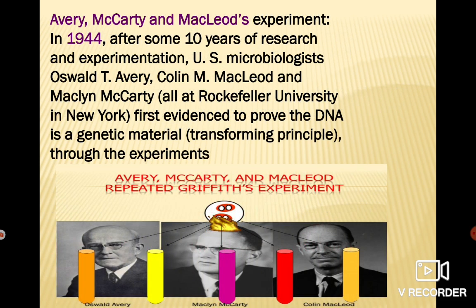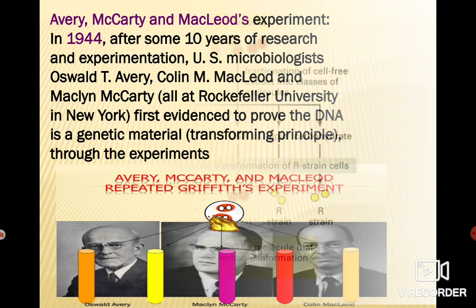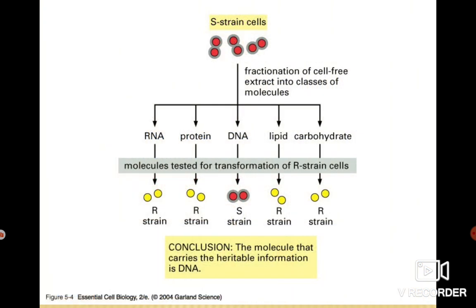The next experiment was performed by three scientists, Avery, MacLeod and McCarty, in 1944. They clearly gave evidence that DNA is genetic material, and they conducted this Griffith experiment further. But here they isolated chemicals of S strain and added them along with R strain.